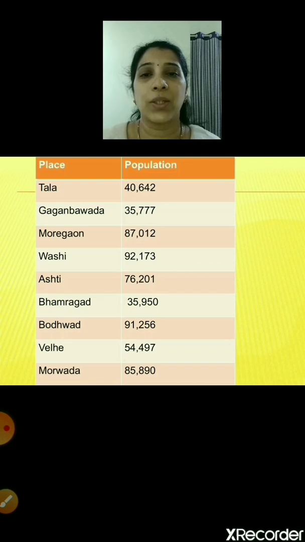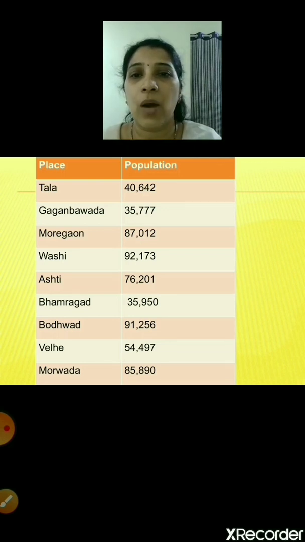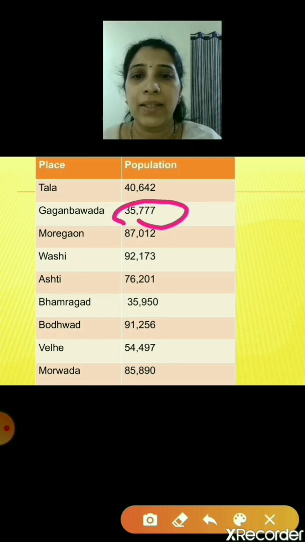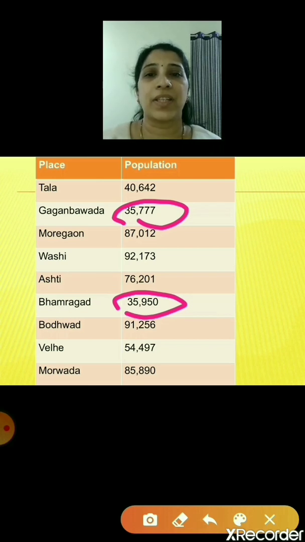So again, as I told you, we will go to the 10,000s place. Again you will see the numbers 4, 3, 8, 9, 7, 3, 9, 5 and 8. In the 10,000s place the smallest number is 3. Is there any other place which is having 3? Yes, Gagan Bauda, which is 35,777, and then Bambragad, it is 35,950. So in the 10,000s place there are 2 threes.